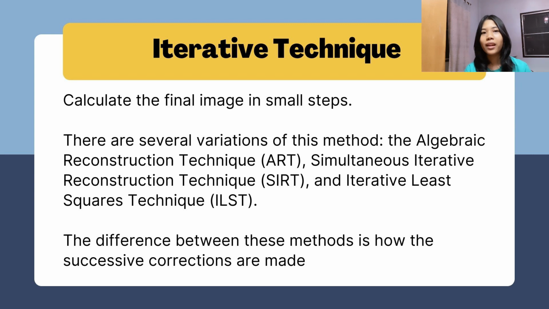The second method uses an iterative technique to calculate the final image in small steps. There are several variations like ART, SIRT, and IRST, and the difference between these methods is how they update the image during each iteration. As an example of this technique, we will look further at ART in the next slide.